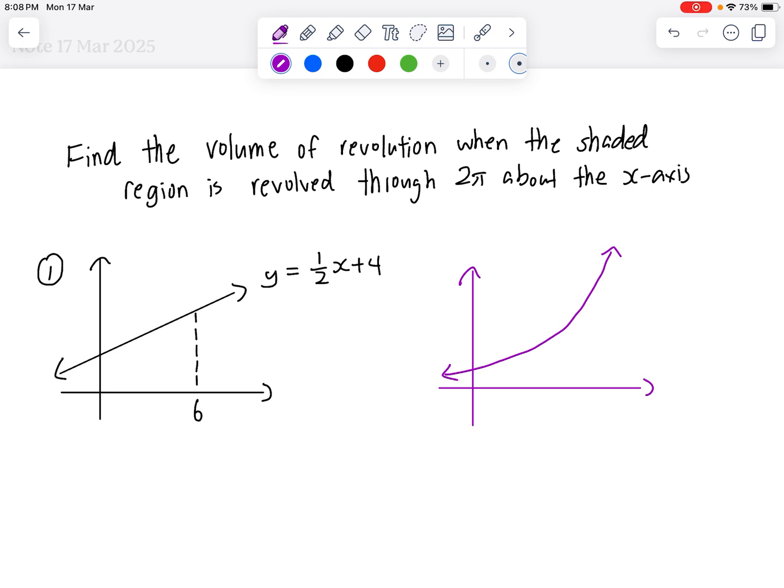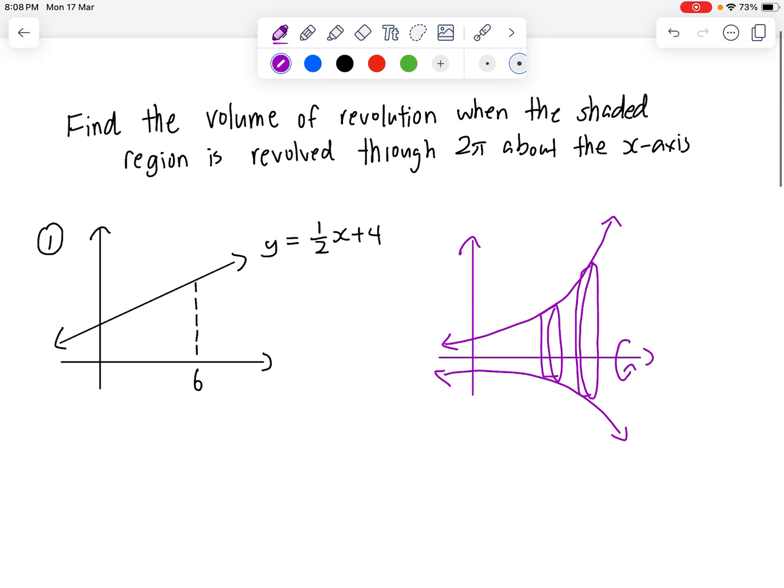And if I say I want to find the volume of revolution about the x-axis, what I'm trying to do is have this line rotate around the x-axis. So when it rotates, it will form a three-dimensional shape, and we'll have stacks or layers of shapes that look like cylinders. So if you visualize it, it rotates about the x-axis.